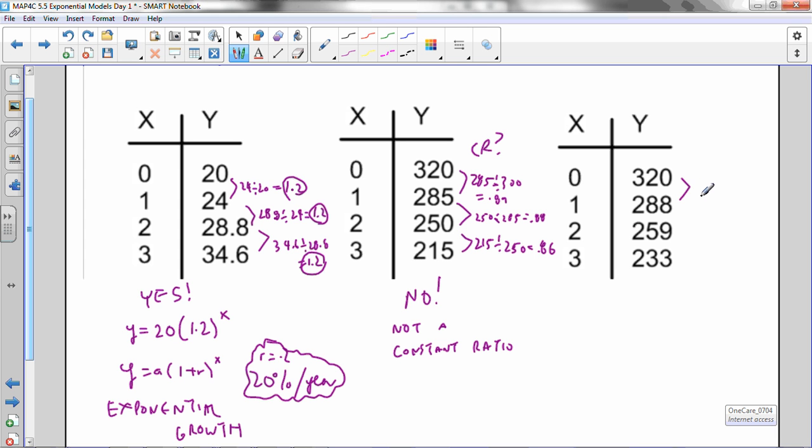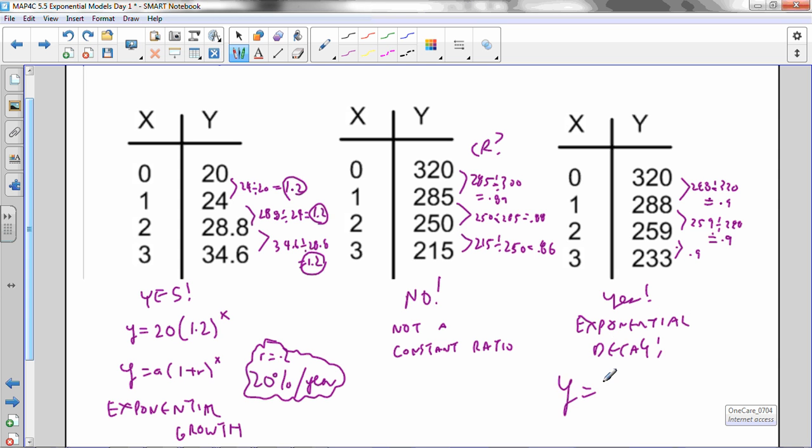Here, 288 divided by 320, that's 0.9. About. 259 divided by 288 is about 0.9. And that one is about 0.9 as well. So yes. And because it's a fraction, this constant ratio is a fraction, it's a decay. Exponential decay.